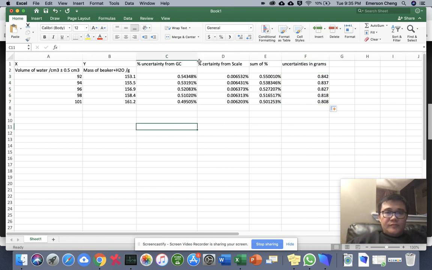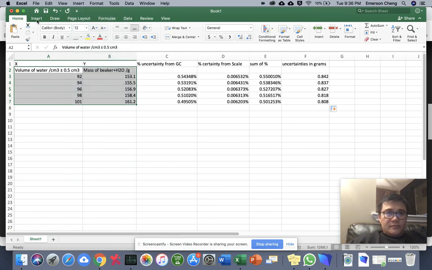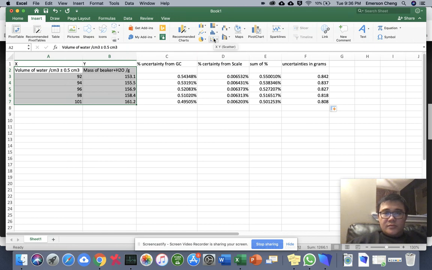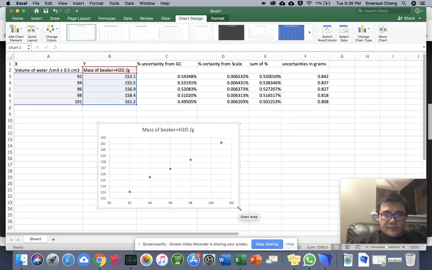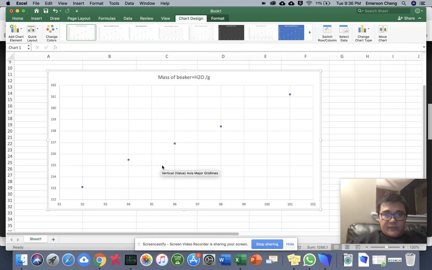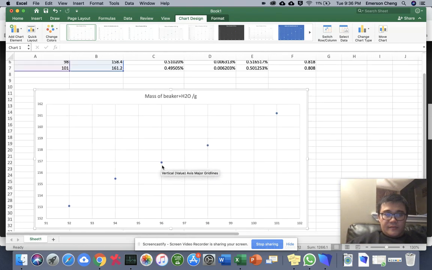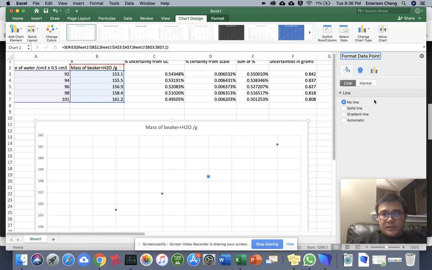Now, make sure when you are making a graph, insert. Where's the scatter plot? Right. Scatter plot. All right, scatter plot is here. Always maximize the size of the graph. And you need to add error bars. You have to do custom error bars as shown.